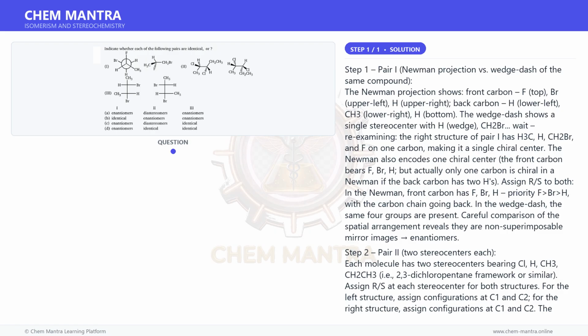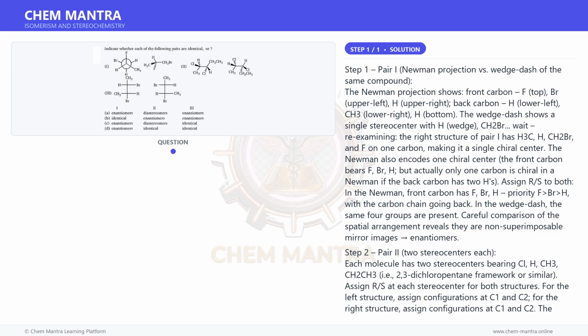Step 2. Pair 2, two stereocenters each. Each molecule has two stereocenters bearing Cl, H, CH3, CH2CH3, i.e. a 2,3-dichloropentane framework or similar. Assign R/S at each stereocenter for both structures. For the left structure, assign configurations at C1 and C2. For the right structure, assign configurations at C1 and C2.